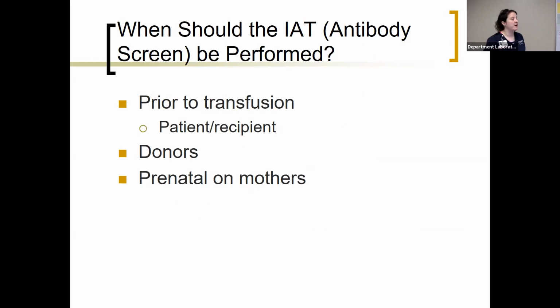All right, so when should you do an IAT? And I mentioned this, every patient that comes through blood bank who has the potential to be transfused must have an IAT, okay? And then when we start talking about donors, they must have an IAT as well, all right? And then moms and babies. So we will always do an IAT on mom, all right? We want to know if she has an antibody. If she does have an antibody and her baby is antigen positive for her antibody, then that could cause hemolytic disease of the newborn. Okay.